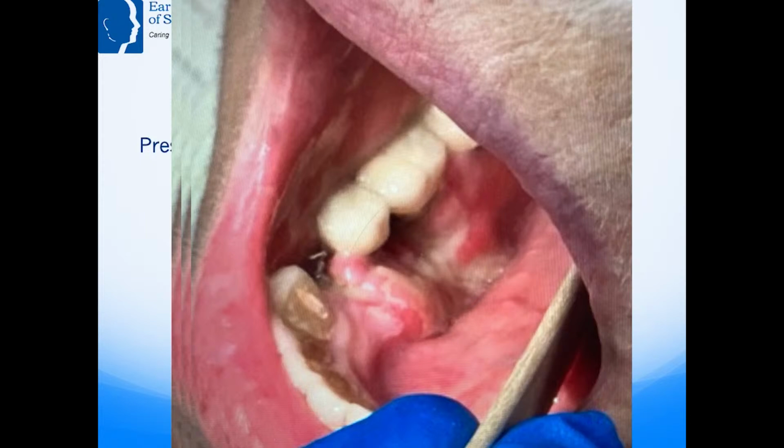They thought they were just dealing with an infection. They sat on it a little bit. They finally went to their dentist, and then the dentist eventually did a biopsy, which came back invasive squamous cell carcinoma, and then asked for our opinion for definitive care.